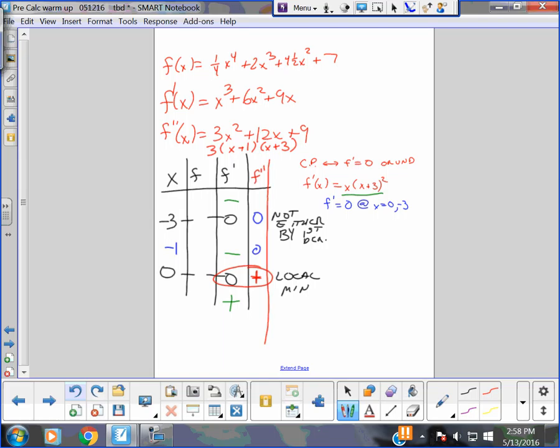And the first derivative rule says there must be a sign change for there to be a max or min. So one spot there was no sign change, and the other there was. And the one thing we know is there are two critical points, 0 and -3. And -3 is not a max or a min, and 0 is a local min. Maybe a global min, but definitely a local min.